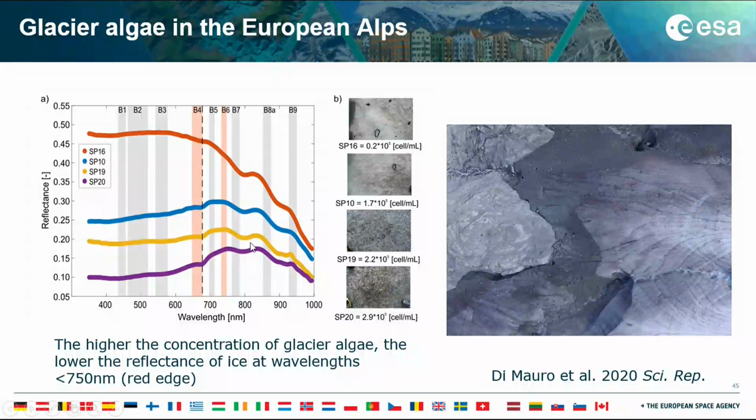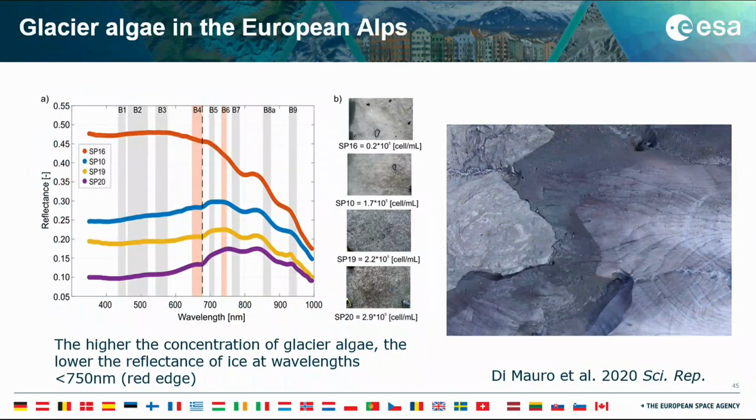Again, here you see the shaded bands in the background of this plot are the Sentinel-2 bands. We were interested in understanding which Sentinel-2 bands were most correlated with the concentration of glacier algae, in order to be able to estimate them from satellite. We found out that if we calculate the ratio between B6 and B4, you get a good guess of the concentration of glacier algae.